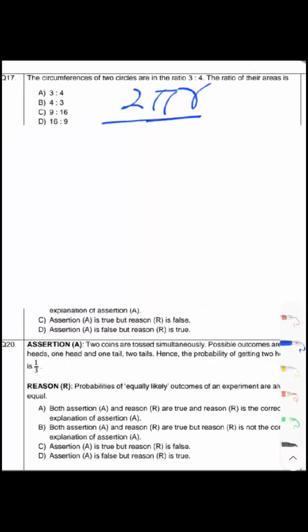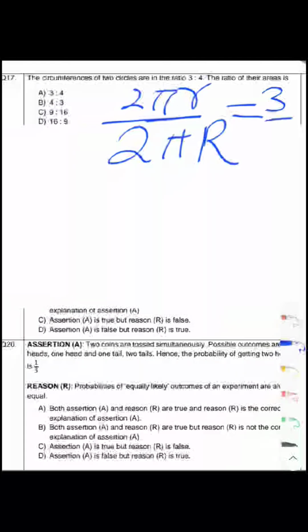Now the question number 17. The circumferences of two circles are in the ratio 3:4. Then the ratio of their areas. Okay. You know that circumference formula of the circle is 2 pi r for the first circle, and for the second circle you can write 2 pi capital R, and the ratio given is 3 by 4. 2 pi, 2 pi cancel, so r upon capital R is 3 upon 4.